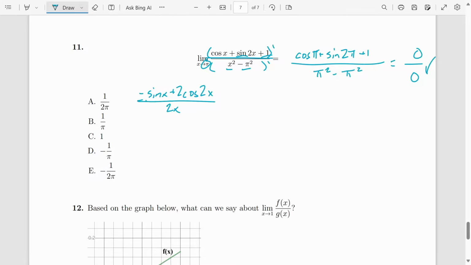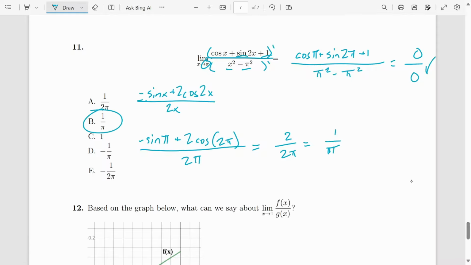Plugging in pi, we'll get negative sine of pi plus 2 cosine of 2 pi all over 2 pi. Sine of pi is 0, so negative 0, plus cosine of 2 pi, that is 1, and then times 2, so that's 2 on the top, divided by 2 pi, that equals 1 over pi. Our answer is B.